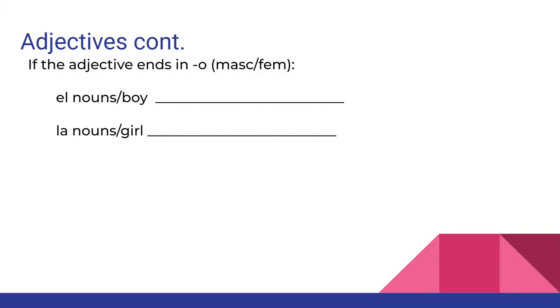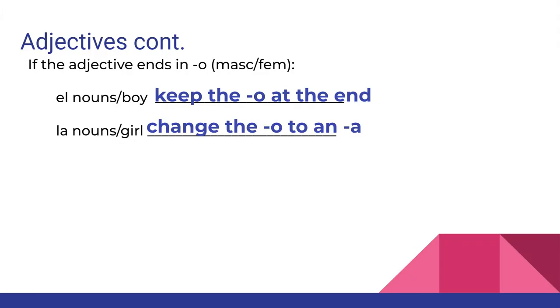If your adjective is going to describe a masculine noun and your adjective ends in o, this is how you're going to change it. This is for the third step. If you have an el noun or you're describing a boy, you're going to keep the o at the end. And if you have a feminine noun, a la noun, or a girl, you're going to change the o to an a. This is how we make changes to adjectives to make them masculine and feminine. These are for adjectives that end in o.